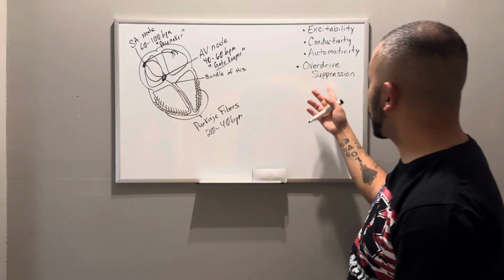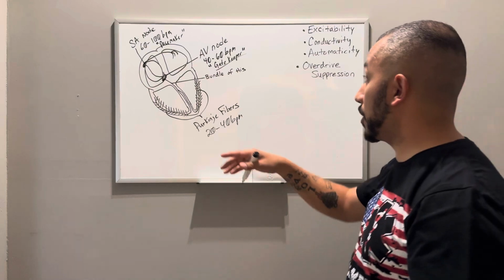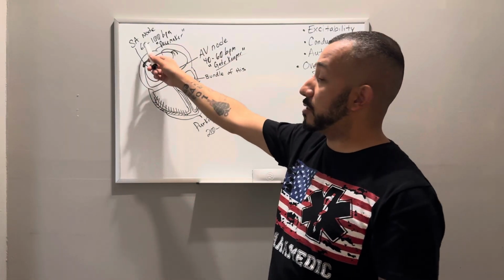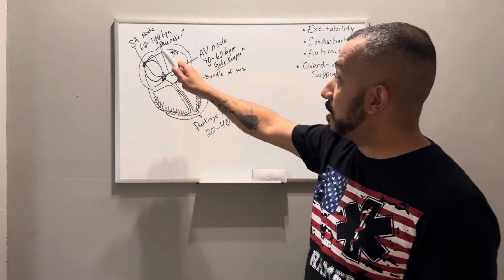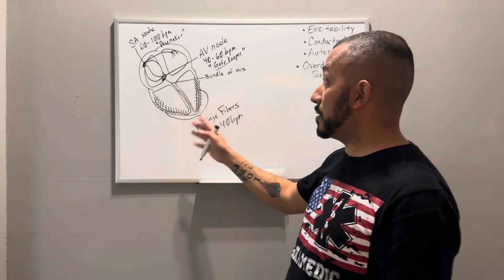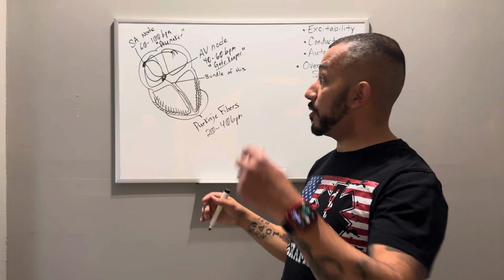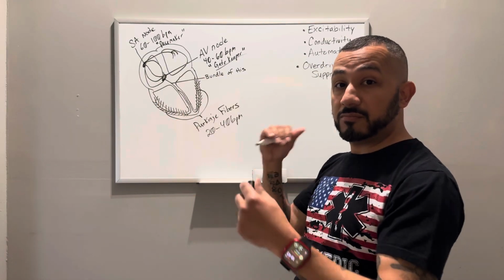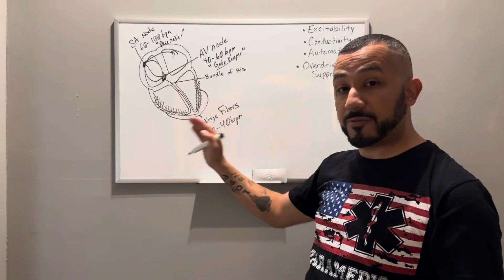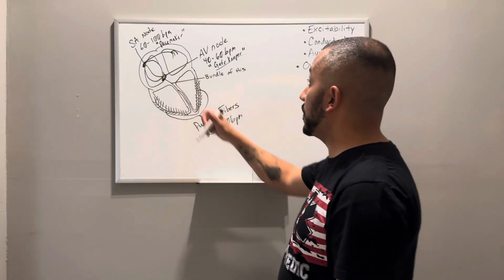So when we talk about overdrive suppression, we talked about it a little bit earlier. I want you to understand that whoever's beating the fastest, you see, 60 to 100 is going to be the SA node, so it's beating at that rate and would override these two and any of their rates. With that being said, everything follows suit from P wave to QRS complex, atrium to ventricle. It's going to follow suit in the same time frame instead of being segregated, right?